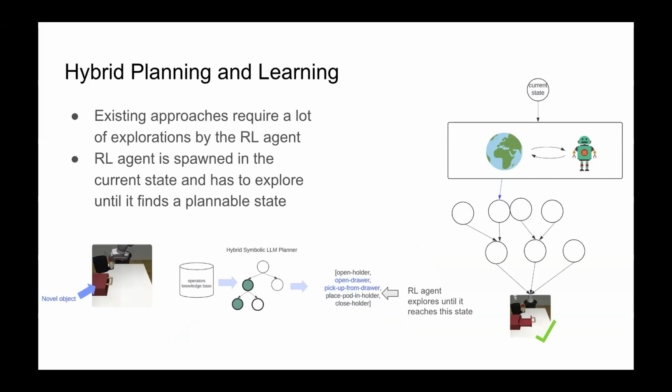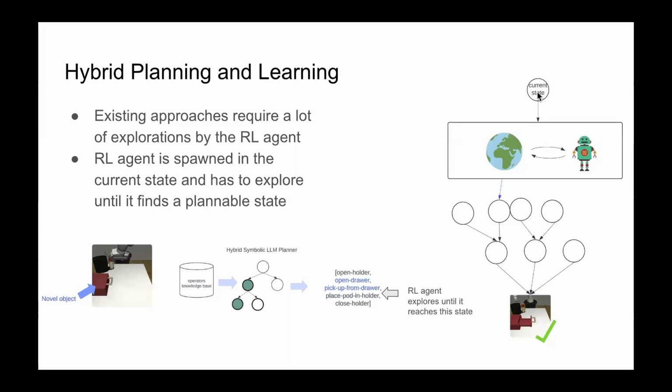So there are some existing planning and learning approaches. And these existing approaches typically require a lot of explorations by the reinforcement learning agent. So what these approaches do is the RL agent is spawned here when in the current state.